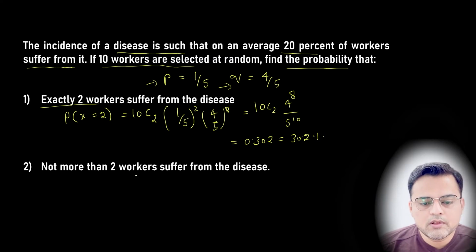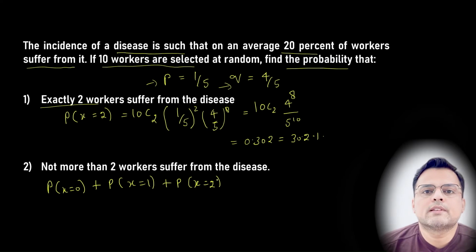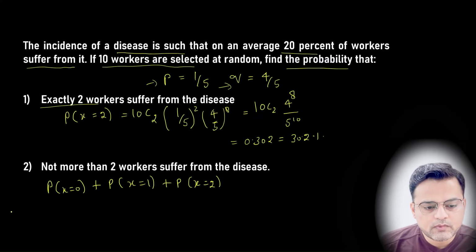Now, not more than 2 workers suffer from the disease. So not more than 2 workers, so it will be probability of X equal to 0 plus probability of X equal to 1 plus probability of X equal to 2, since not more than 2 means less than or equal to 2. So this is easy, just put the formula.